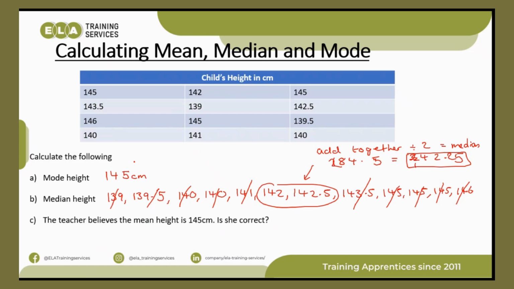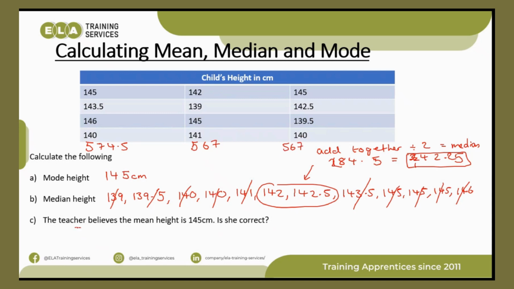Is she correct? With our calculator, we're now going to add each column to make it easier. So we're going to do 145, 143.5, 146, 140 first, to check that we're not inputting too much data into the calculator and getting ourselves confused. That gives 574.5. Then our next column, so 142, add 139, add 145, add 141 is 567. And this prevents any mistakes being made by typing in too many numbers in the calculator. 139.5 add 140 gives us 567.